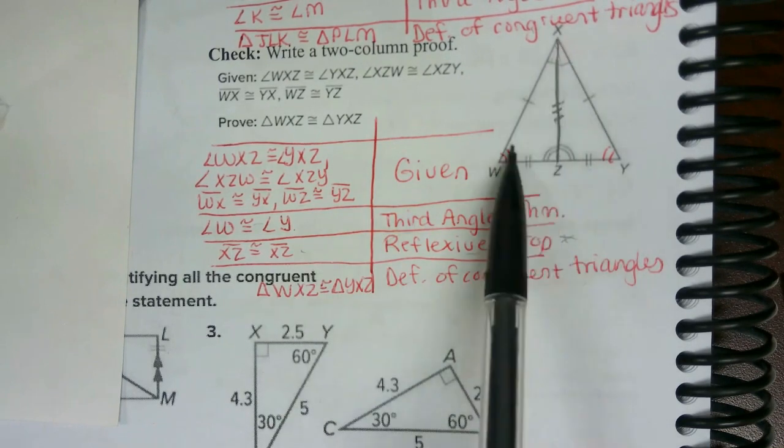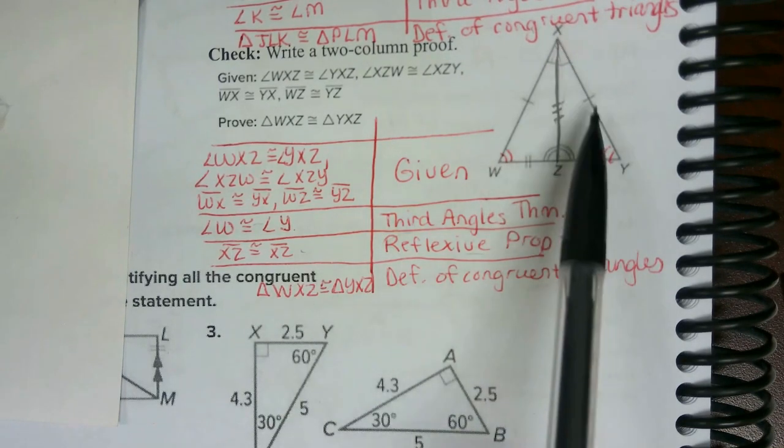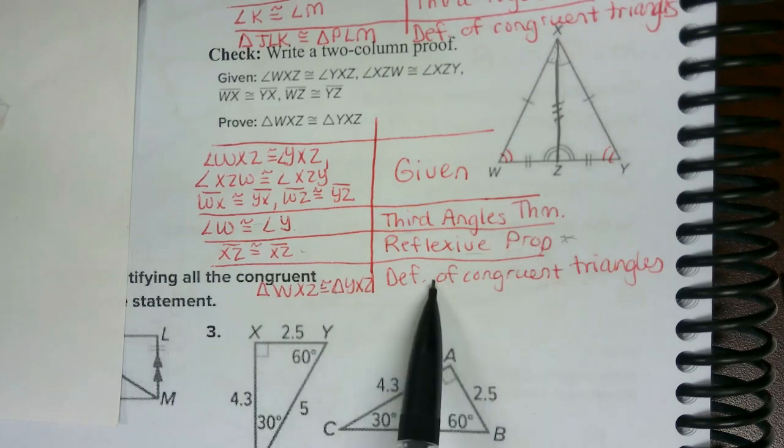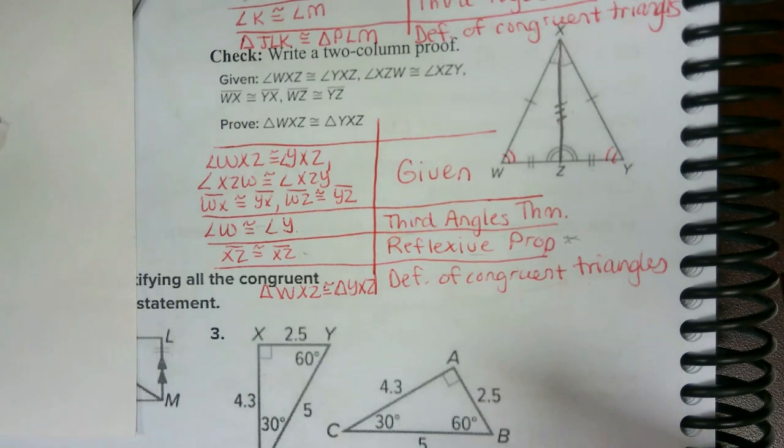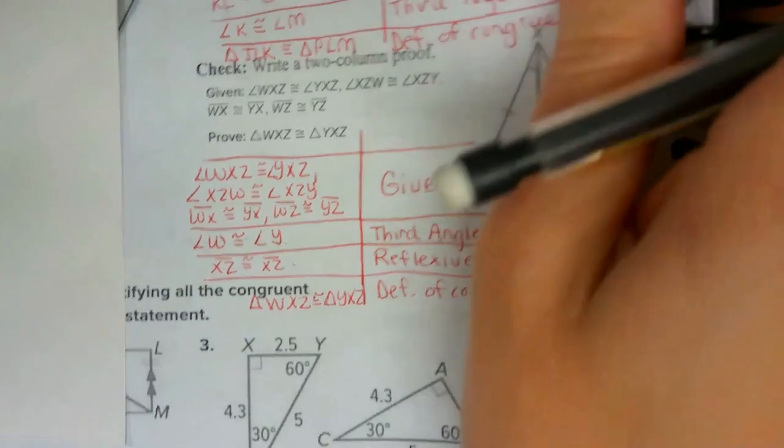Now I've shown all angles are congruent and all sides, so that is why my triangles are congruent based off of definition of congruent polygons, or you can write definition of congruent triangles. Okay, folks, that is it for congruent triangles and in those corresponding parts, so CPCTC.